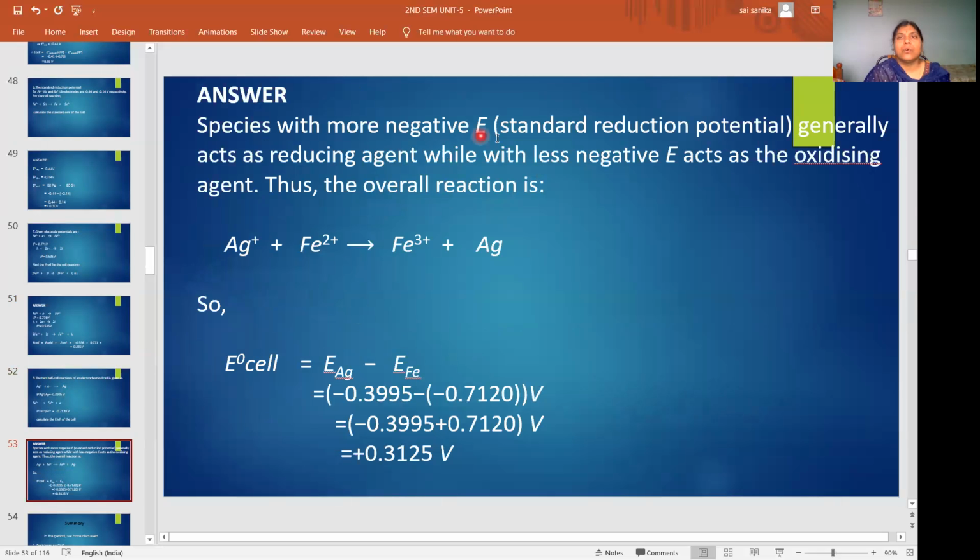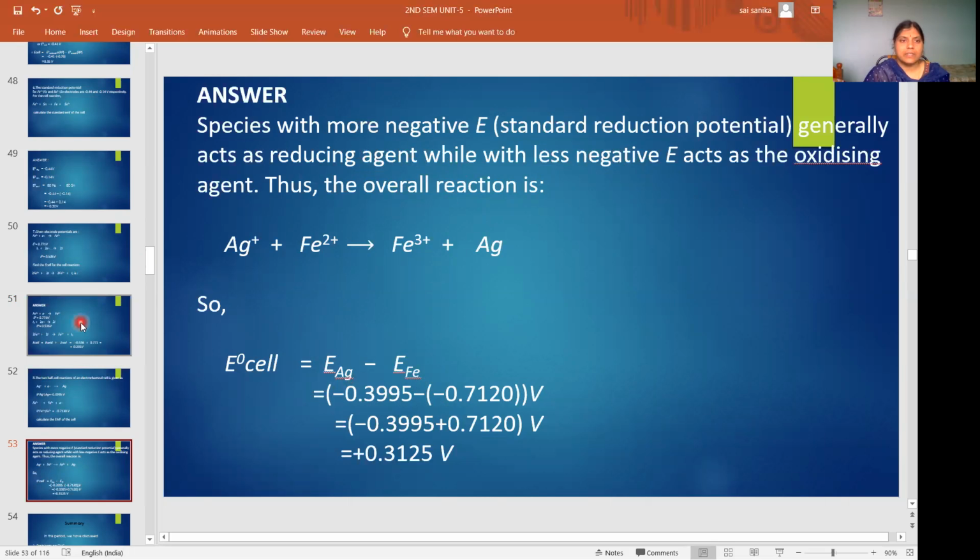Generally, the one with the more negative reduction potential acts as the reducing agent, while the less negative one acts as the oxidizing agent. So always the more negative reduction potential will act as the reducing agent, and the less negative will act as the oxidizing agent. So E silver minus E iron. Like this you have to calculate the EMF of the cell.